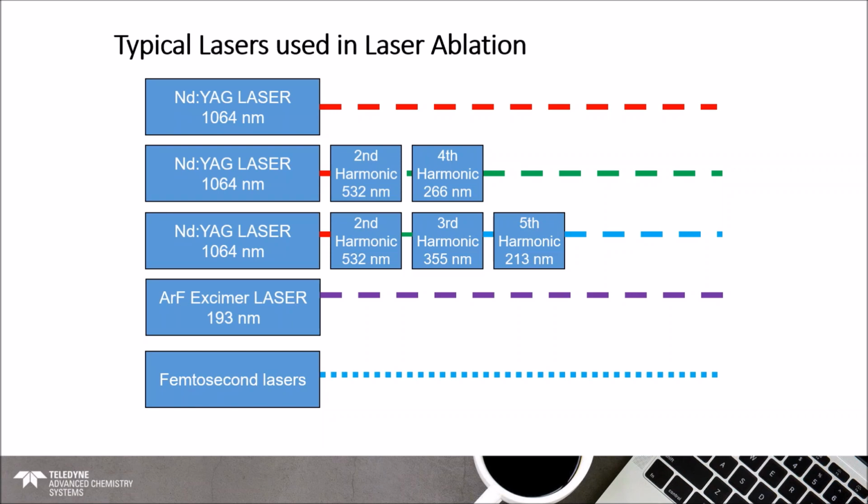Now, you'll notice that there's also 193 nanometer lasers that represents the vast majority of what we sell today. That starts as a 193. There's no magic crystal necessary there. And we do also offer femtosecond systems, each having their own advantages and what they offer.